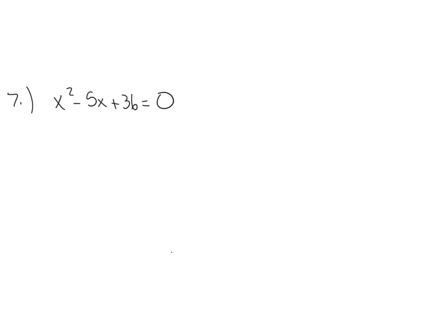Alright, number 7, we have x squared minus 5x plus 36 equals 0. Remember, when you solve it, it must equal 0. So before I do anything, it must equal 0, and that means I can factor it. So how do I get x squared? X and x. How do I get 36? 1 and 36 doesn't help me.